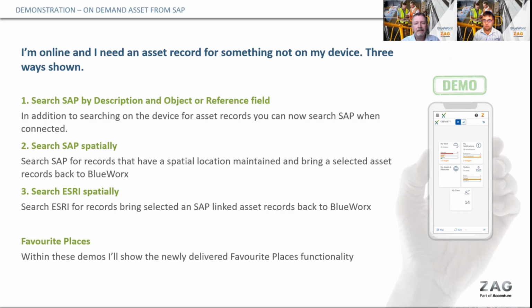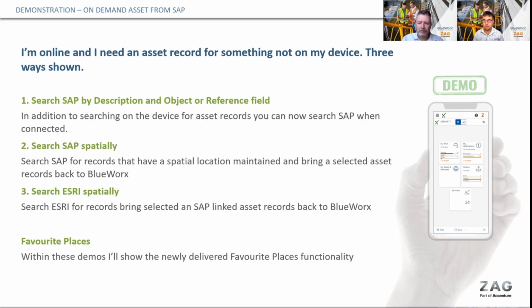We've integrated this into a number of places within BlueWorx, and I'll demonstrate those in three main areas. The first is a search by description and reference. The second is using SAP spatial searching, which is pretty cool. And the third is searching Esri layer information and then retrieving the linked asset record from SAP.